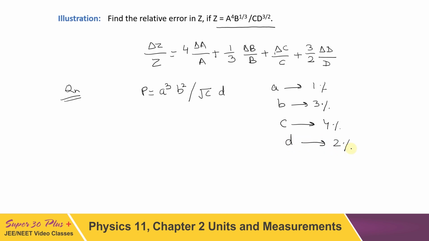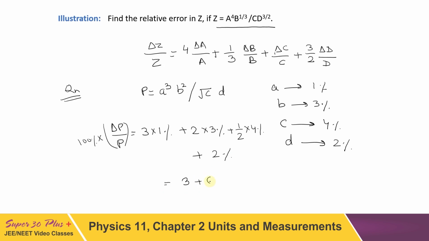So, with the help of the above example, we can easily write delta P by P. Now directly it is better to calculate percentage, because all the errors are given in terms of percentage. So, it would be 3 into, what is the percentage error in A? 1%. So, 3 into 1% plus 2 into 3% plus power of C is 1 by 2, so 1 by 2 into 4% plus 1 into 2. And you can write the calculated value. It would be 3 plus 6 plus 2 plus 2%. That comes out to be 13%.